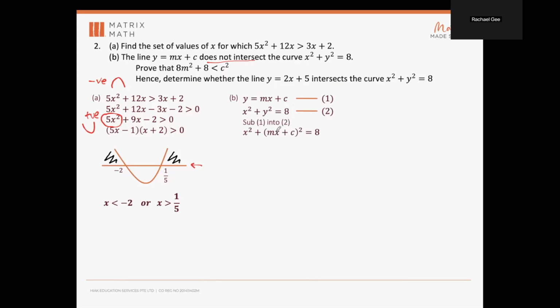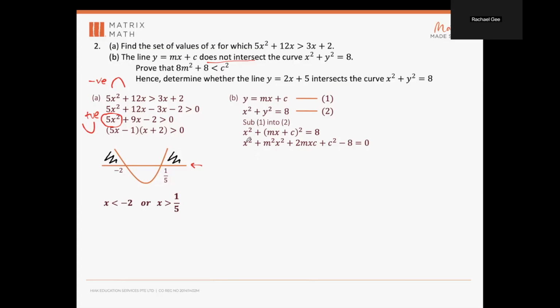Okay, but I'll do a substitution first. So expand out this bracket. This is your a plus b squared. So it will become a squared plus 2ab plus b squared. Okay, but your a is mx, so it will become m squared x squared. And then your 2ab will be 2mxc. And then your b squared will be c squared. Okay, minus, then you bring the 8 over, minus 8 to be equal to 0.